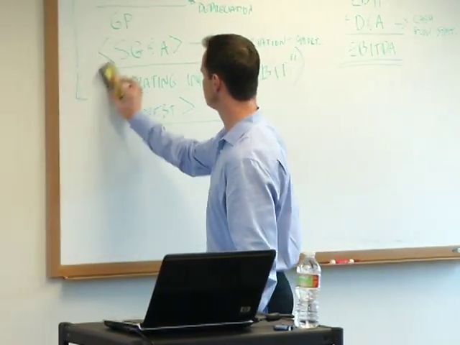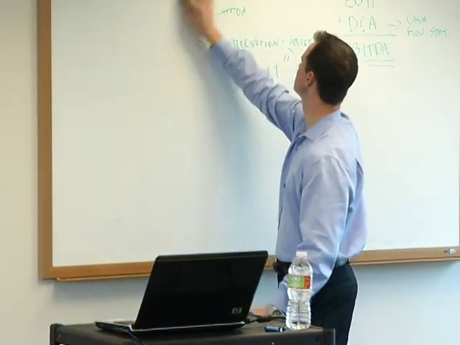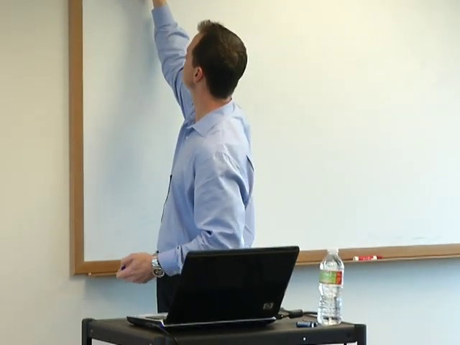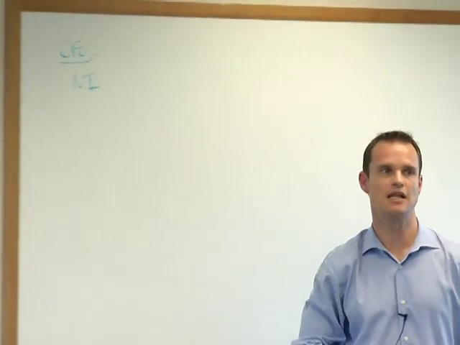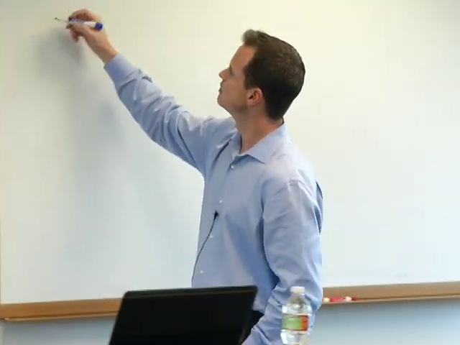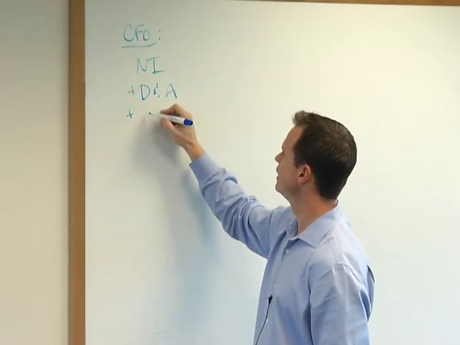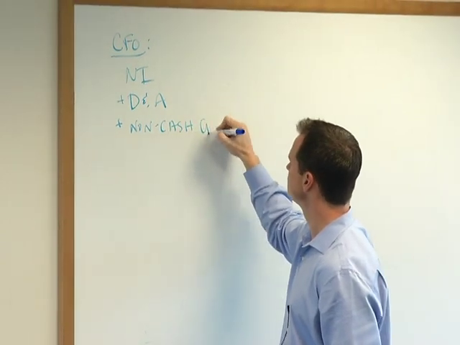The first section we'll see is cash from operations. All right, so our cash from operations section starts off with net income, the last line item on our income statement. And to that, we're going to add depreciation and amortization, and then any other non-cash charges.